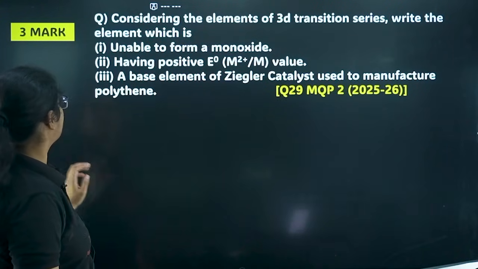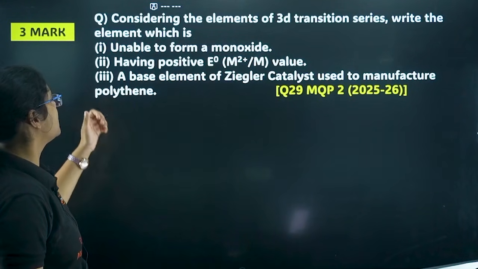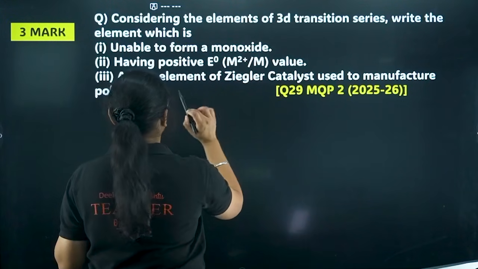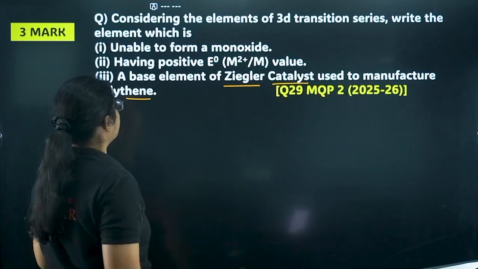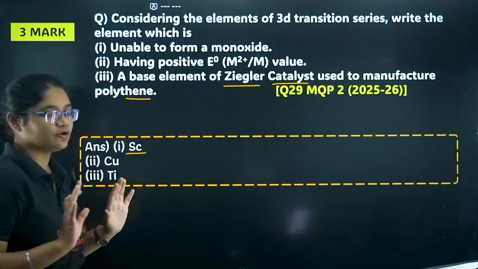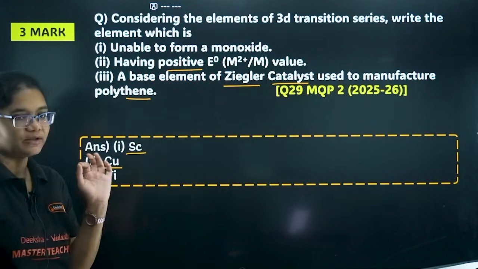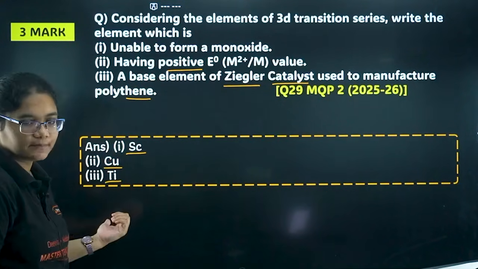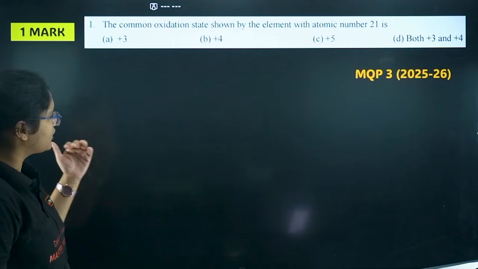Okay. Now moving to the next one. Considering the elements of the 3d transition series, write the element which is unable to form a monoxide, having positive E0 value, and the base element of the Ziegler catalyst used to manufacture polythene. First of all, unable to form a monoxide, that is your scandium. Scandium does not form any monoxide. Having positive E0 value, that is your copper, you know it is 0.34 volt, and the base element of Ziegler catalyst is titanium. Clear? Trimethyl titanium we use. Next, we will move to model question paper 3.